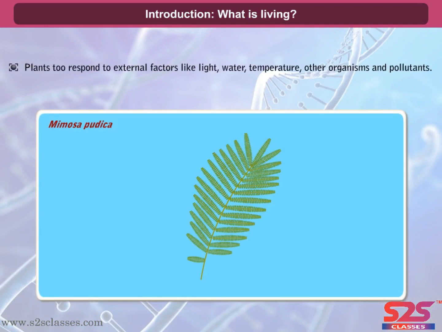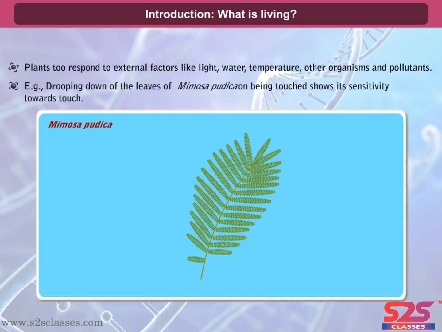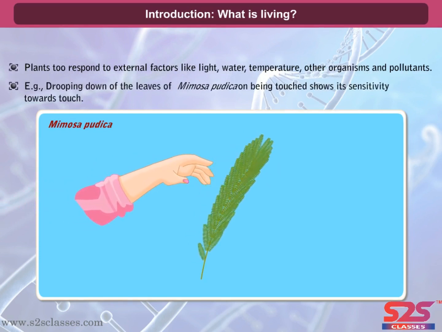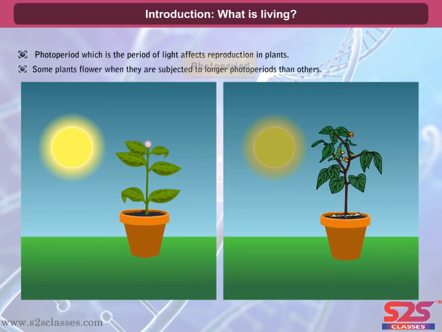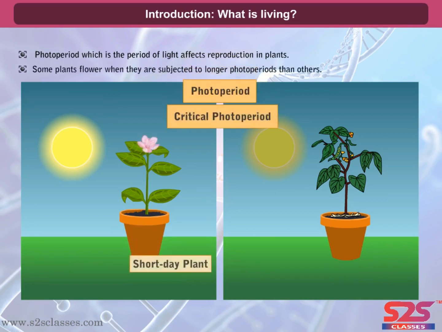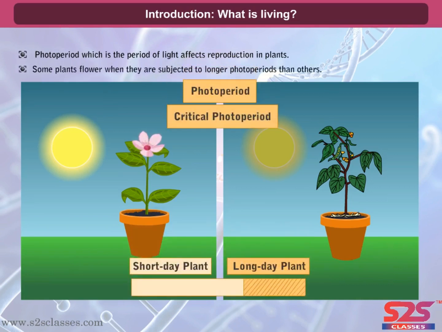Plants too respond to external factors like light, water, temperature, other organisms and pollutants. Touch. Photoperiod, which is the period of light, affects reproduction in plants. Some plants flower when they are subjected to longer photoperiods than others.